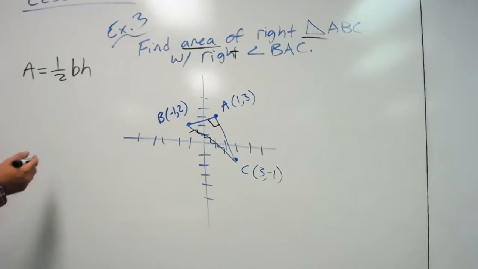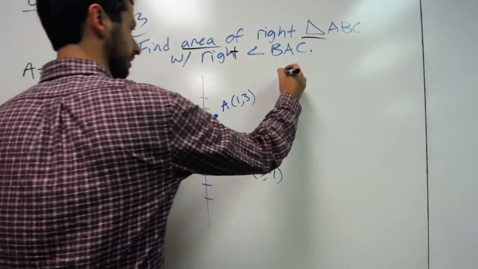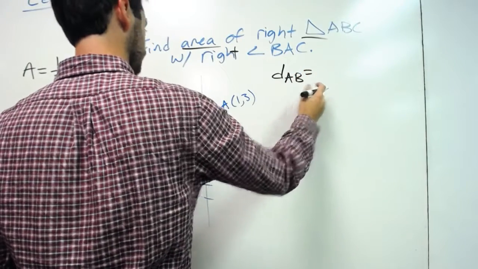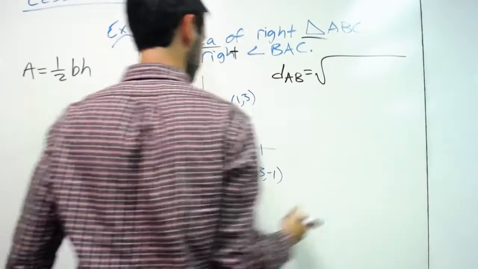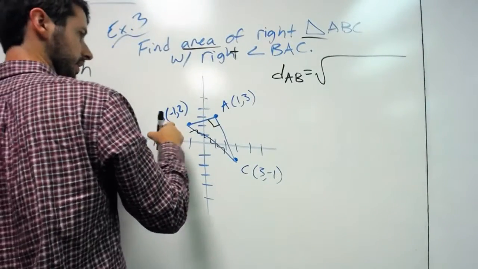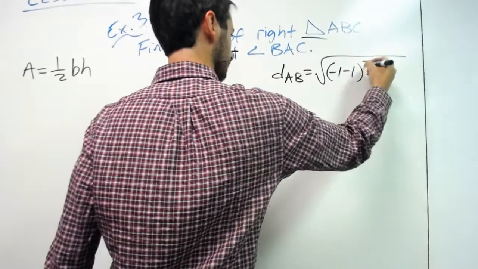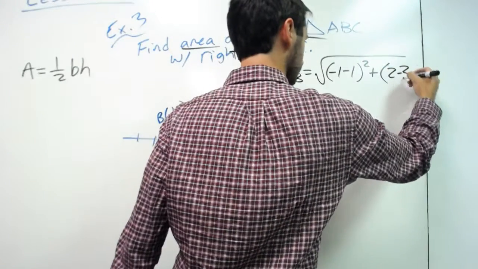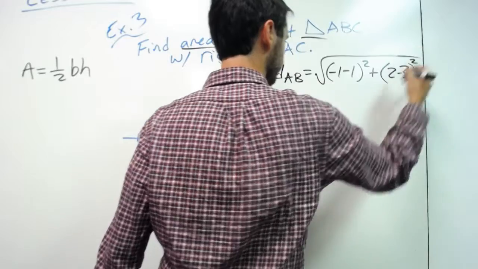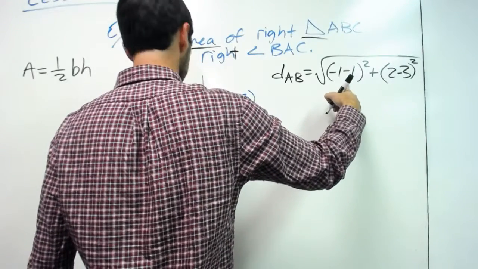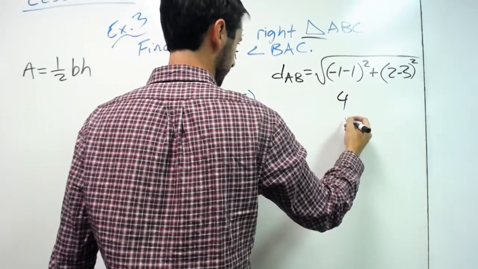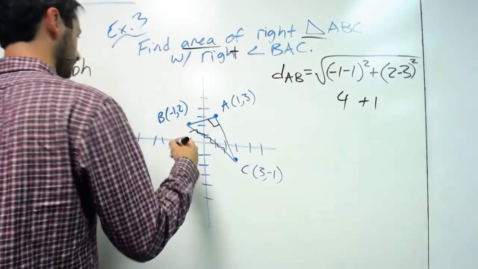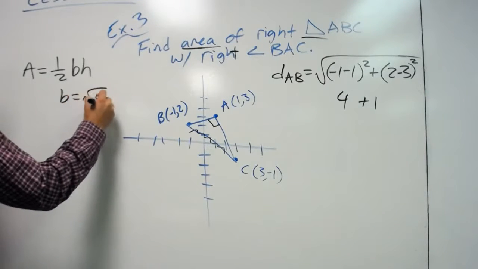So we do the distance formula again. Distance of AB equals, x2 minus x1, so -1 minus 1 squared, plus y2 minus y1, which is 2 minus 3. -1 minus 1 is -2 squared, positive 4. 2 minus 3 is -1, so plus 1. So therefore, my base equals radical 5.